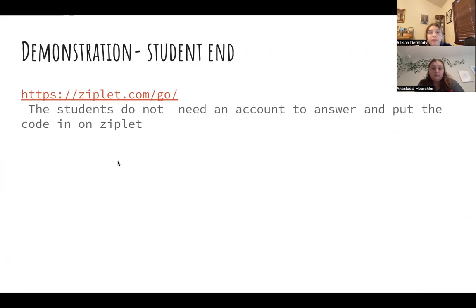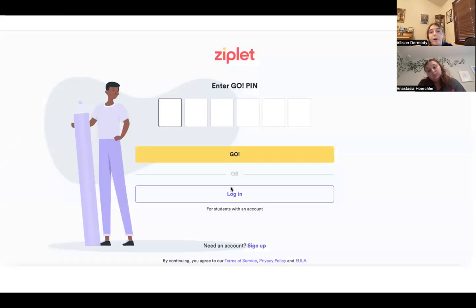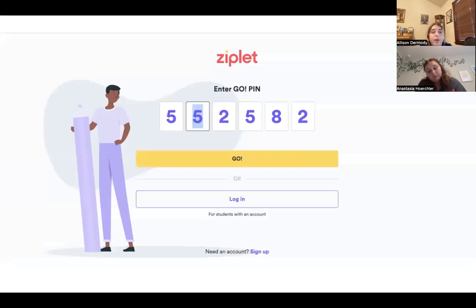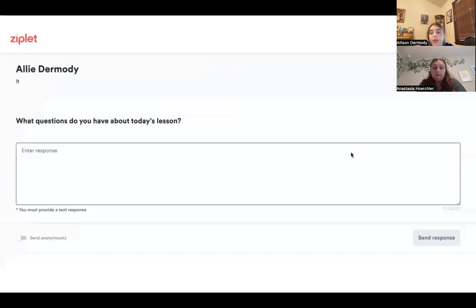Now the demonstration for the students' end. They do not need an account, so they can just go to this link, which I'll show you in the next slide. They have a place where they can put the code, either the code they see on the board or the one that was emailed to them. This is the code we had from above. Once they go in, they put in their name and they see their class and their instructor. Then this is what pops up.